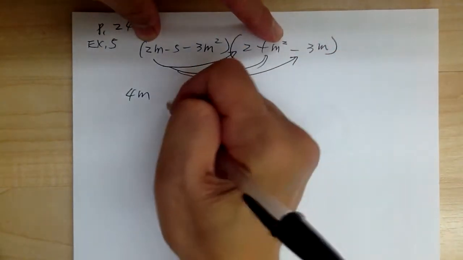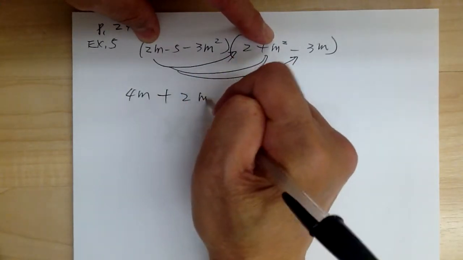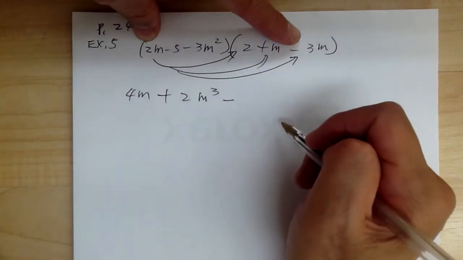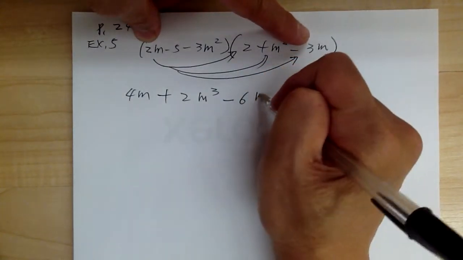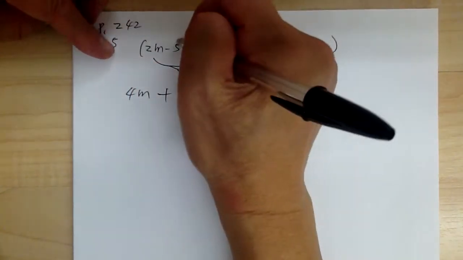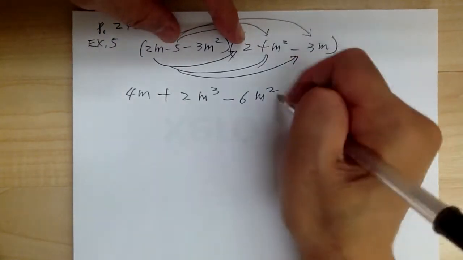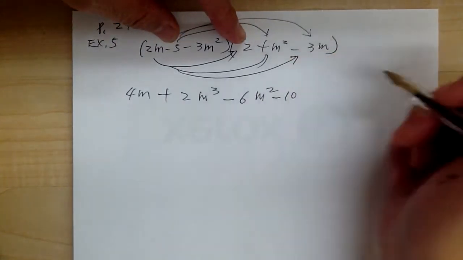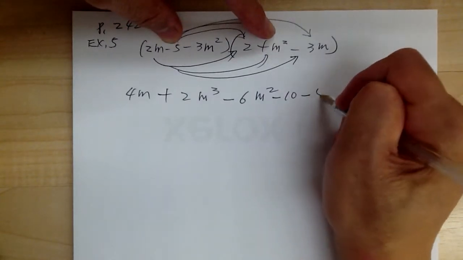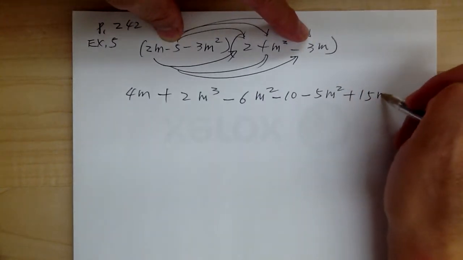So this one will give me, again, sign is plus, number is 2, alphabet is m cubed. So again, sign, number, alphabet. So this one, sign is negative, number is 6, alphabet is m squared. So I'm done with the first one. Now I'm going to do the second one. So this one, the sign is minus, number is 10, there's no alphabet. This one over here would be minus. Sign, number, alphabet.